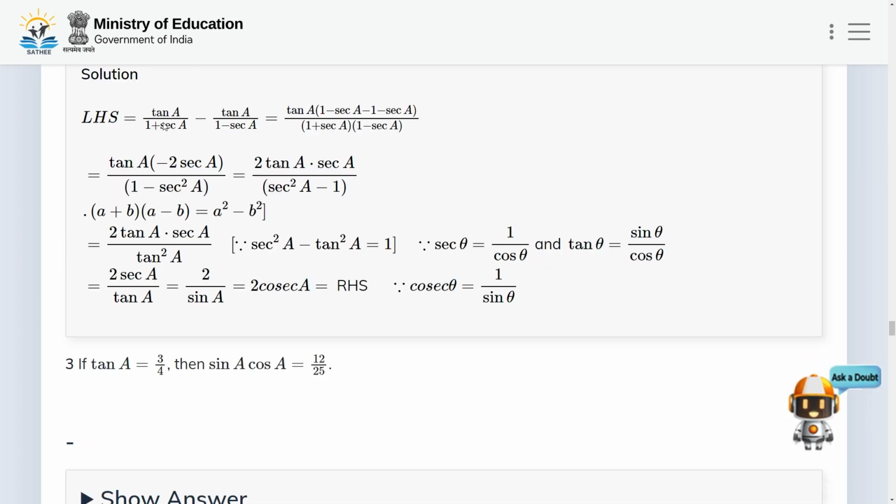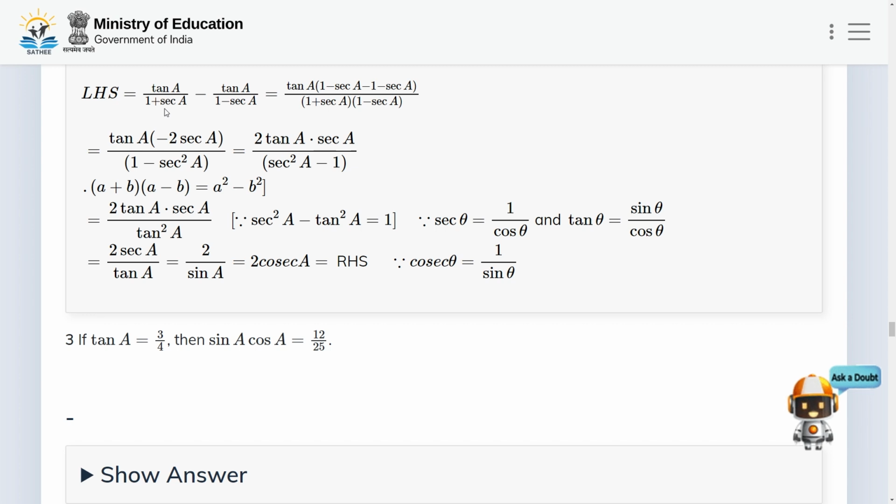So here left hand side is equal to tan a by 1 plus sec a minus tan a by 1 minus sec a. Okay, and this is equal to tan a times (1 minus sec a minus 1 minus sec a) divided by (1 plus sec a) into (1 minus sec a), and here this is equal to tan a times minus 2 sec a, since here plus 1 and minus 1 will cancel, and minus sec a, that is minus 2 sec a.